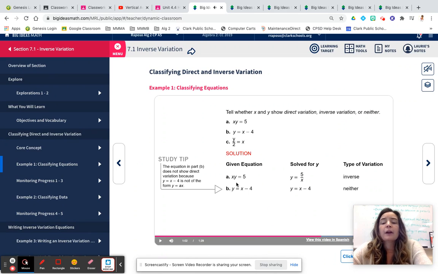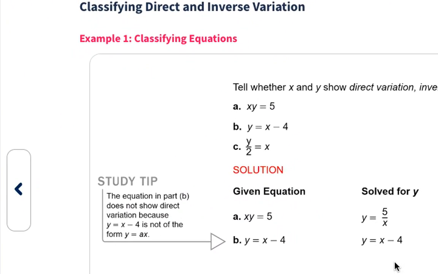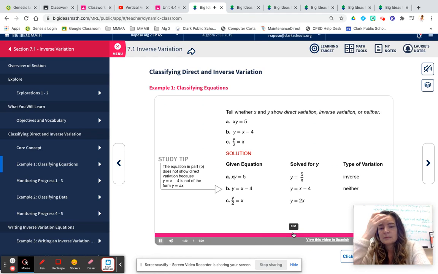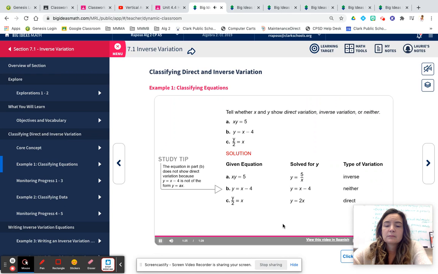Study tip. In this problem, it's not multiplied by a number, it's not divided by x, it's actually added or subtracted, and that would be neither of the types that we're looking at right now. The equation in part B does not show direct variation because y equals x minus 4 is not of the form y equals ax. C. The given equation is y divided by 2 equals x. The equation solved for y is y equals 2x. So x and y show direct variation.